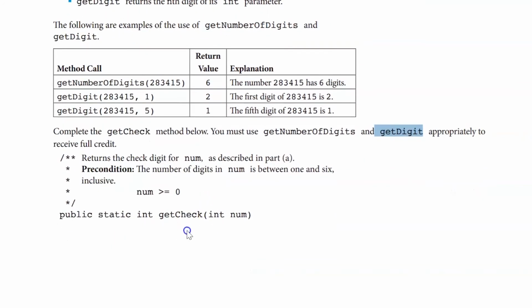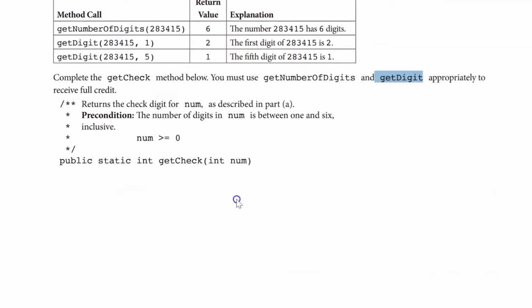Now we can think about this and begin to strategize, right? Okay, so we're able to get number of digits and we're able to get digit. Then to get check, what we basically need to do is write a loop that goes through all of the digits in num. So we're going to start at 1 and we're going to go up to get number of digits, right? So that would get us all the way through the number.